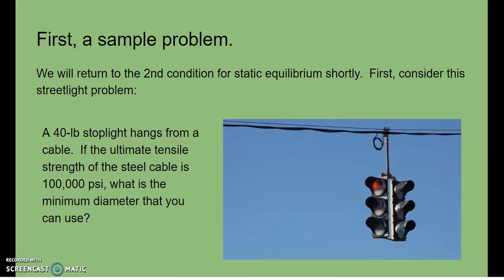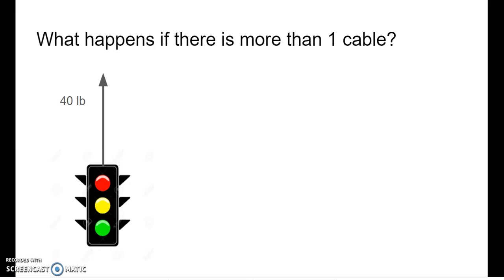A 40 pound, why in the world did I use pounds? Oh well, a 40 pound stoplight hanging from a cable. Let's assume that it has some tensile strength. So what is the minimum diameter of the cable that you can use? Actually, I'm not going to bother with that part. I just want to determine what is the actual force in the cable. We'll save the tensile strength business and stress and strain for some other discussion. So, if there's one cable, there's going to be 40 pounds of tension in it.